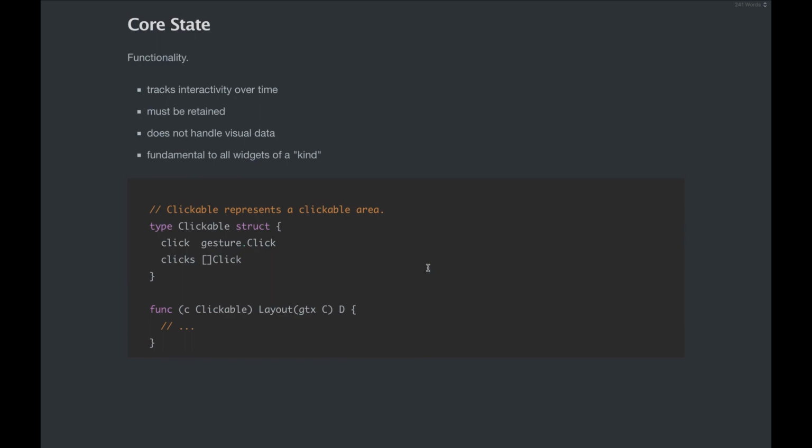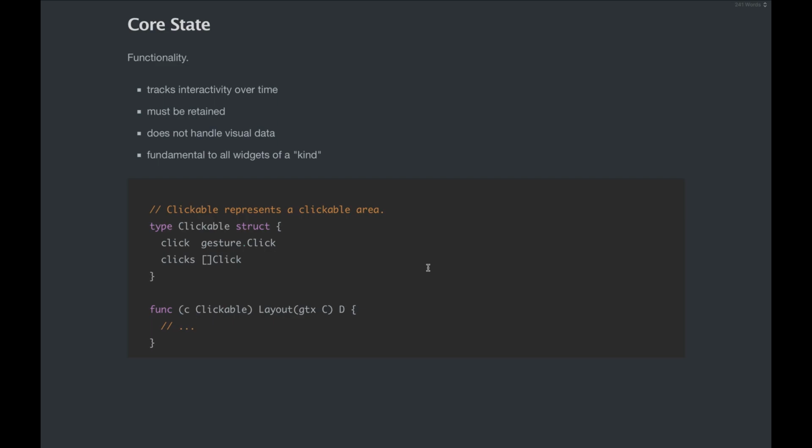Core state is about functionality, interactivity. So that's your widget clickable, that's your widget bool, that's your text editor. It is the state required to maintain interactivity over time. So therefore, it must be retained. In immediate mode programs, every frame is the unit of time. And so if you throw out the state every frame, you lose your sense of time. So core state has to be retained somewhere.